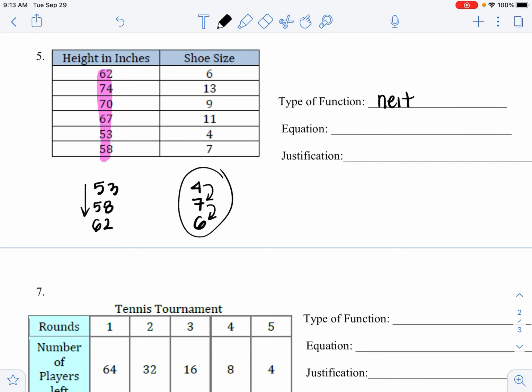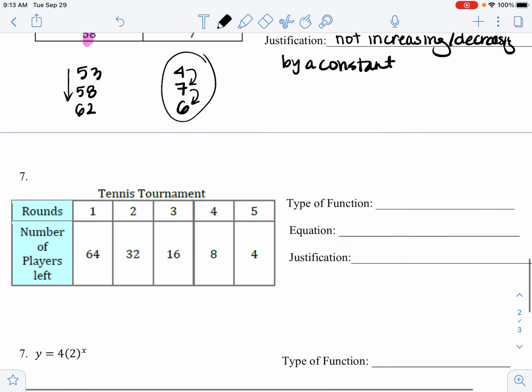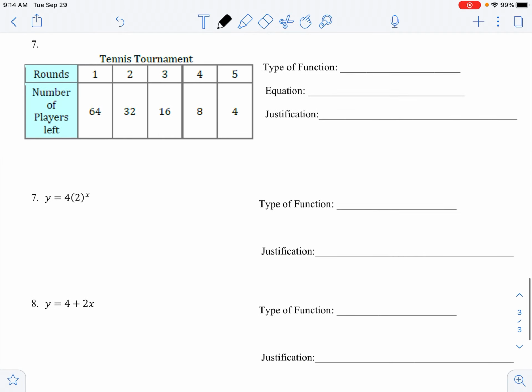So this is neither. There's not a constant addition or subtraction, and there's not a constant multiplier. There is no equation. None. Justification, it's not linear or exponential is a fine explanation. Or you can say it's because it's not increasing or decreasing by a constant addition, subtraction, or multiplier.